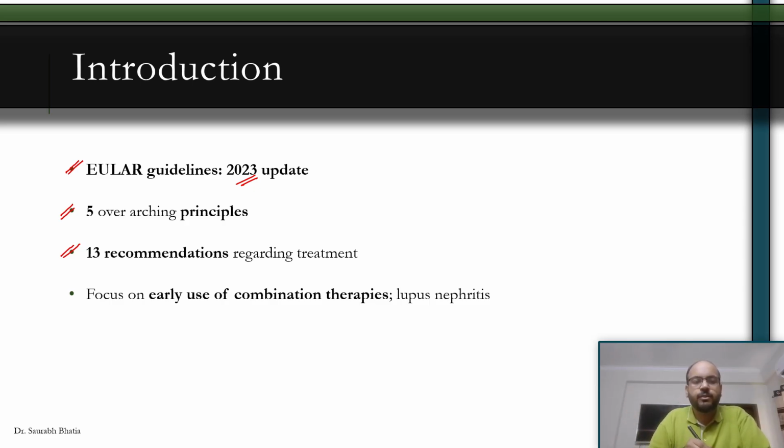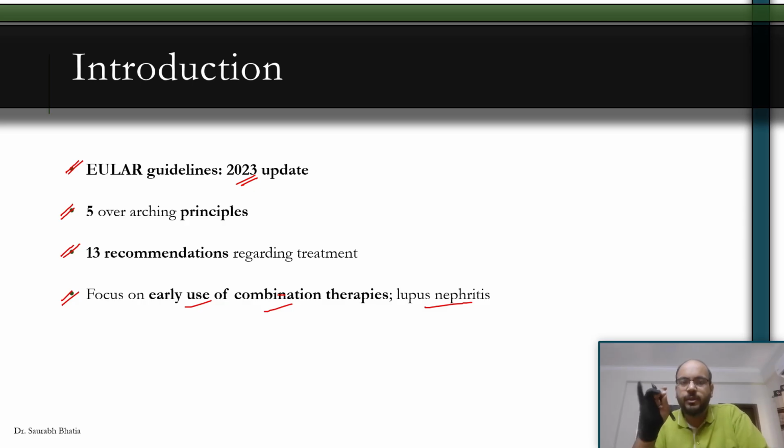The focus in the 2013 update is on the early use of combination therapies and a good focus on lupus nephritis. Remember, lupus nephritis is the most dreaded complication of LE, and in any patient of SLE that you evaluate, you need to keep in mind that you are keeping an eye on the kidney function. You should always have knowledge about the proteinuria or any kind of kidney dysfunction in a patient of LE.